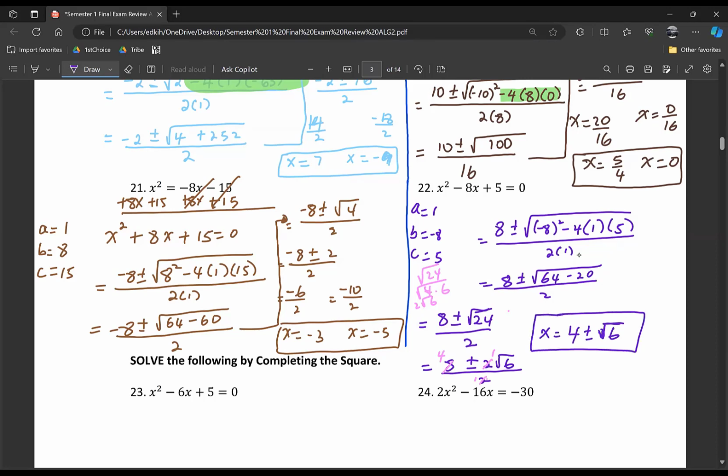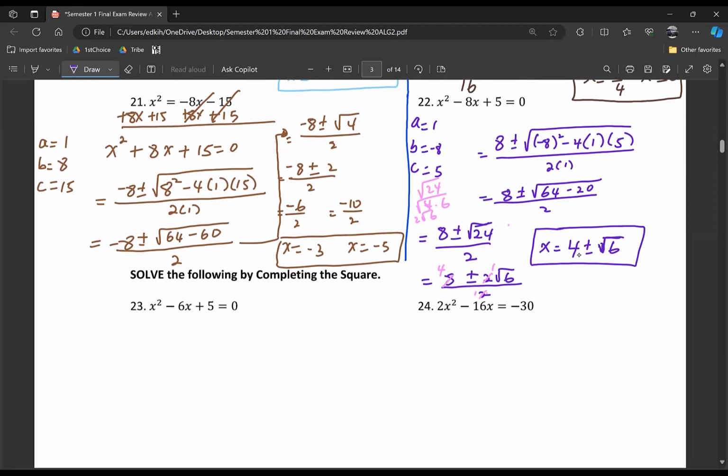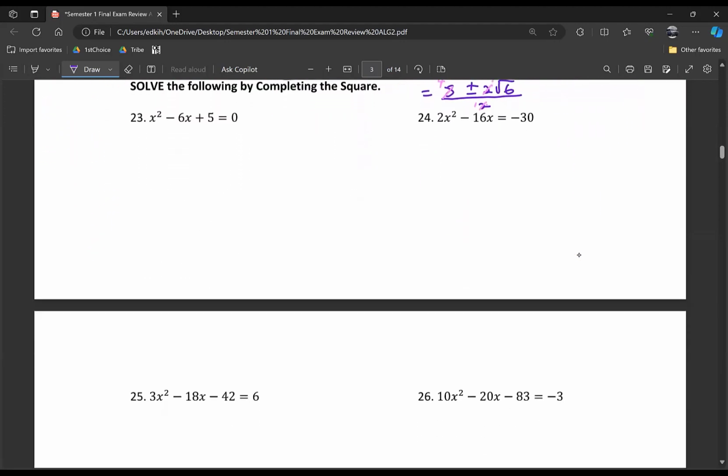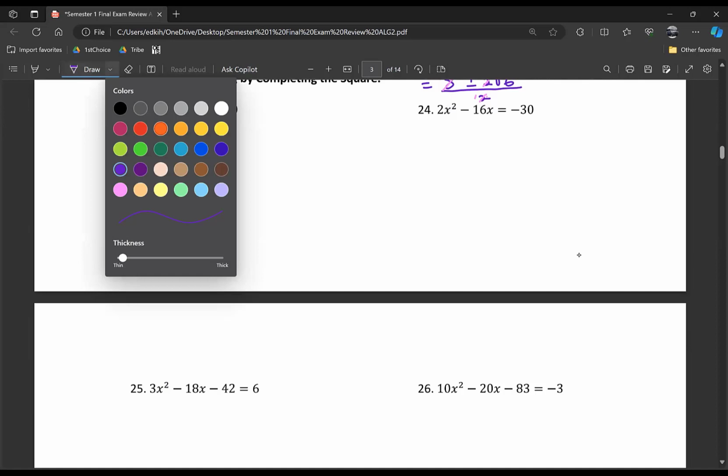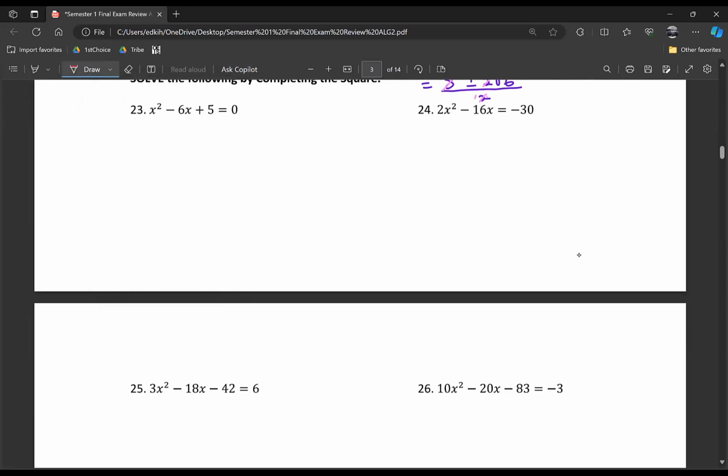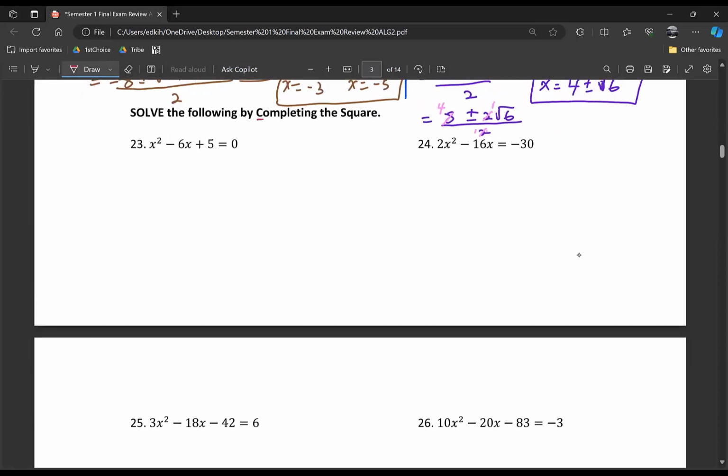X equals 4 plus or minus root 6. There you have it. Now the next method is solving using the completing the square method. So let's use this color again. When you're completing the square, remember it's a bunch of steps, okay?